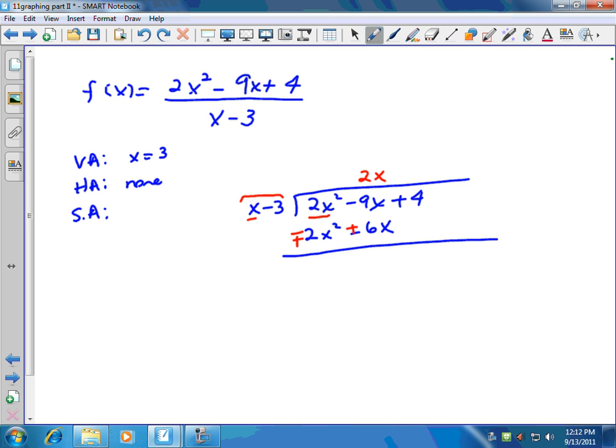And I will add. So the 2x squares cancel. Negative 9x plus 6x is negative 3x. And we bring down the 4. Now we ask the same question. x goes into negative 3x how many times?